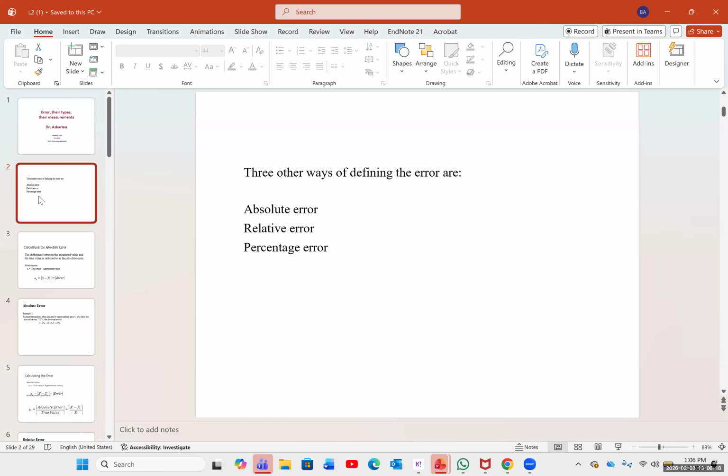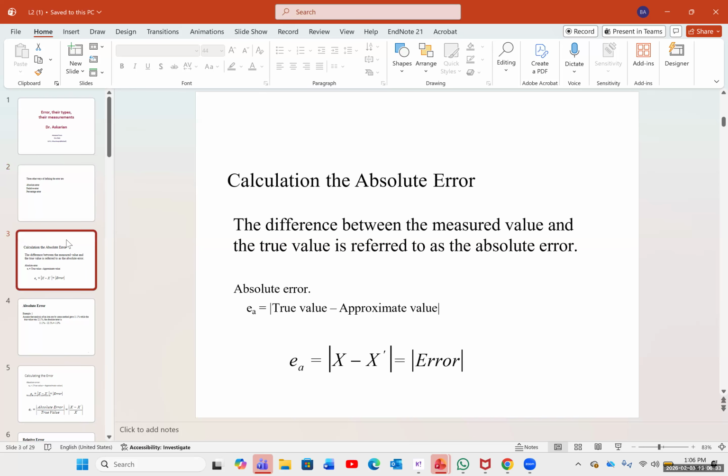So let's start with errors and different types of errors. We have three main types of errors. We have the absolute error, we have the relative error, and the percentage error. These are three ways that we define errors here in this class.